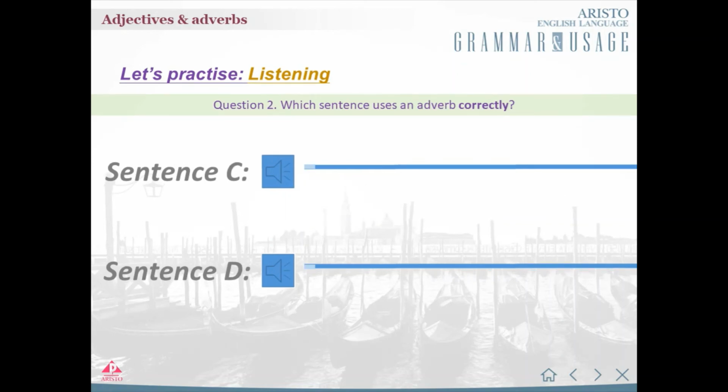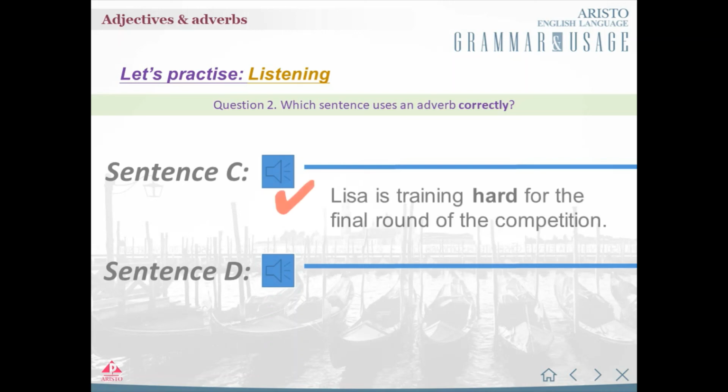Question 2. Listen to sentences C and D and decide which sentence uses an adverb correctly. C. Lisa is training hard for the final round of the competition. D. Lisa is training hardly for the final round of the competition. The answer is C. Lisa is training hard for the final round of the competition.